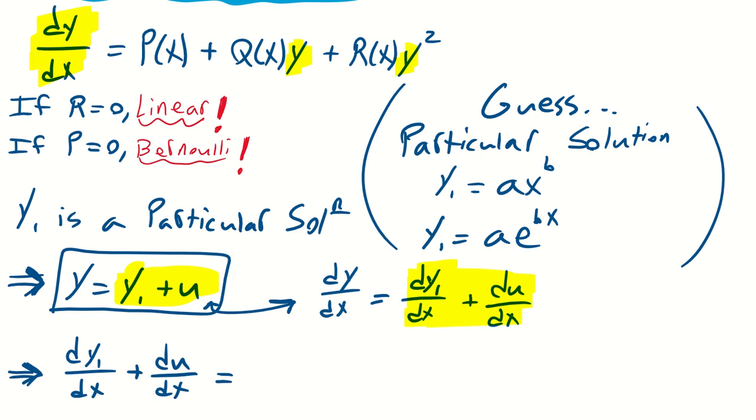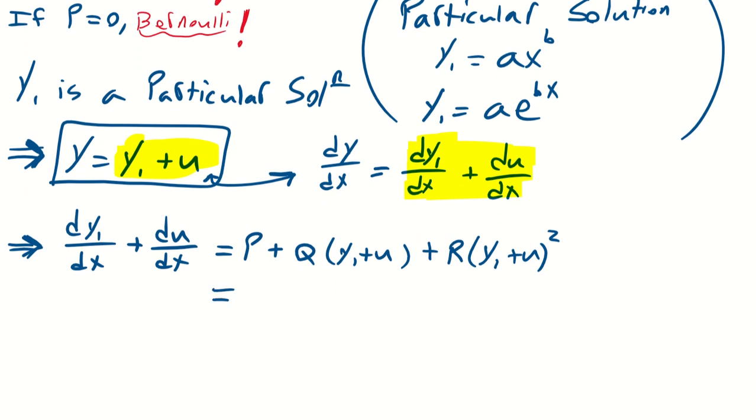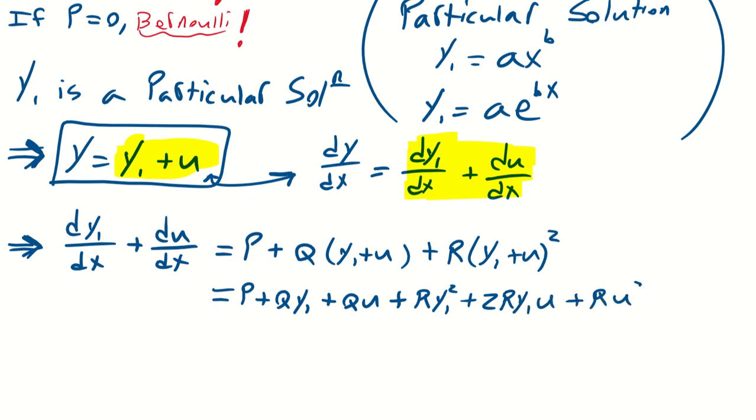On the right-hand side, we have p of x. P is a function of x. To shorten this, I'm just going to drop that x. We know that p is a function of x, so we'll just say p plus q times y, which happens to be y sub 1 plus u. We just substituted that in there, plus r times the quantity y sub 1 plus u squared. Great. And now let's just work more on that right-hand side. We have p plus q y sub 1 plus qu plus r y sub 1 squared plus 2 r y sub 1 u plus r u squared.